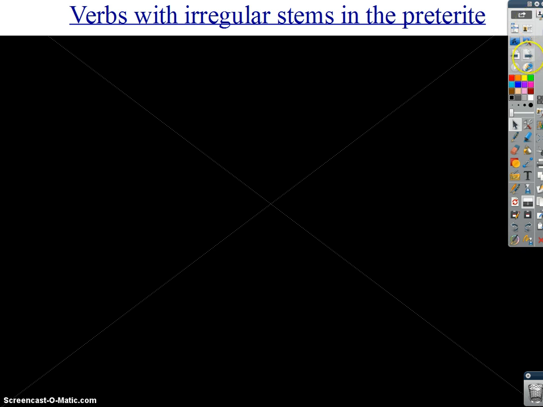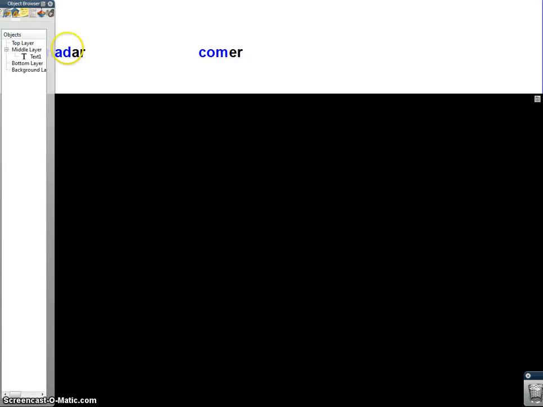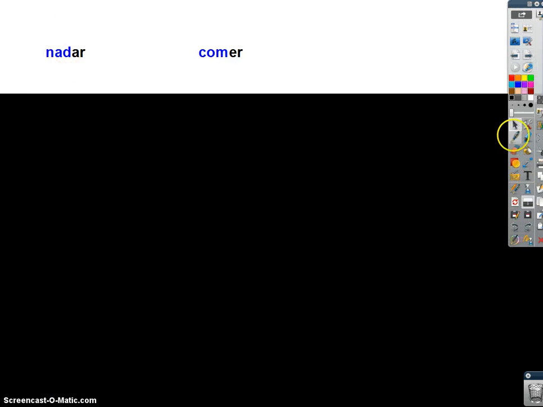Class, we need to talk about verbs with irregular stems in the preterite. First, let me start by refreshing your memory on what the stem of a verb is. For example, you do not have to write this part down. This is just for an example. The stem of a verb is whatever is left after you take off the infinitive ending.